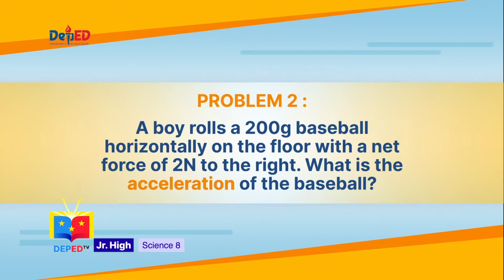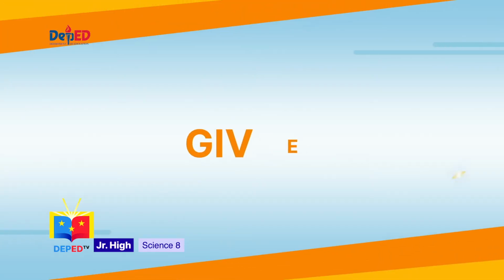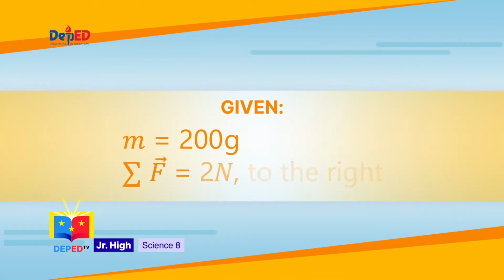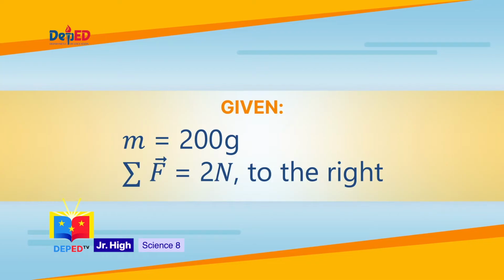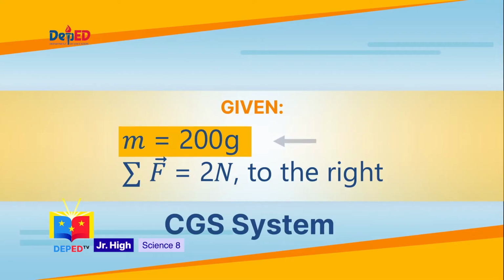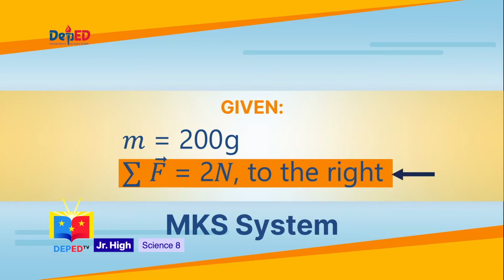This time, it's not the force we have to look for. We are going to solve for the acceleration. So look closely for you to know how to do it. For the given, we have mass which is 200 grams and the force which is 2 newtons to the right. Notice that the units of the given are not of the same system.